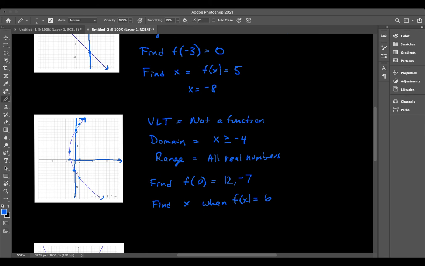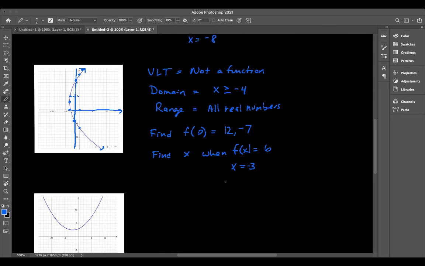Now the next one. Now what is f of x when it's 6? So basically, when is y equals 6? What is the value of x? So right here is 6. What's the value of x here? That's -3. So x would be -3, sorry, -3. All right, and that would be the answer to that. All right, so again, that's what you're doing when you're doing your identifications.